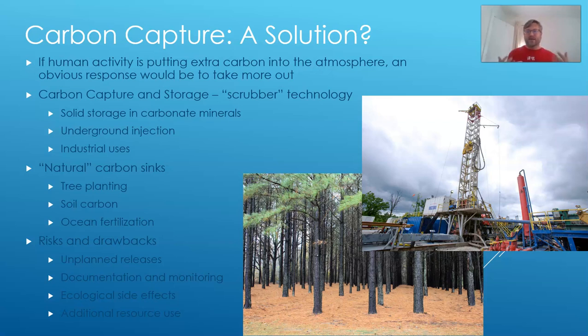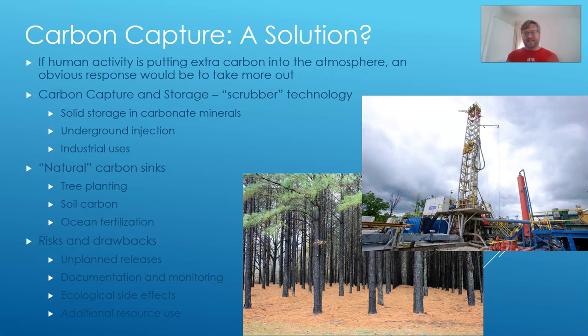There's also the possibility of ocean fertilization. So by adding certain fertilizers to the ocean, we increase the growth of phytoplankton, so the tiny little plant-like microorganisms that photosynthesize in the ocean. And if those things pull more carbon out of the atmosphere and then die and sink to the bottom of the ocean, that also creates a flow of carbon out of the atmosphere.